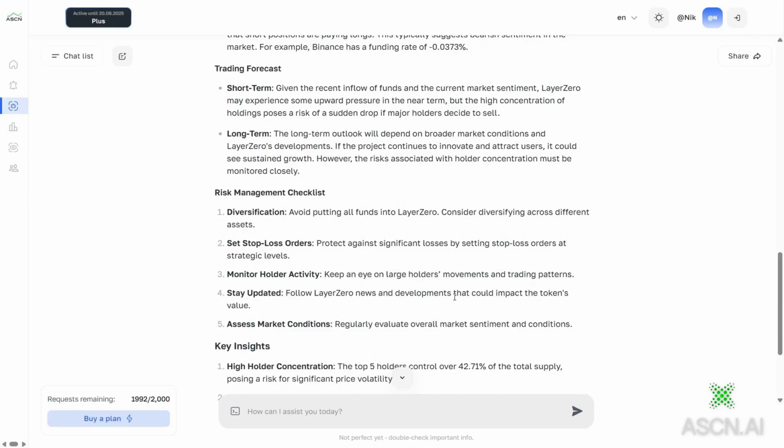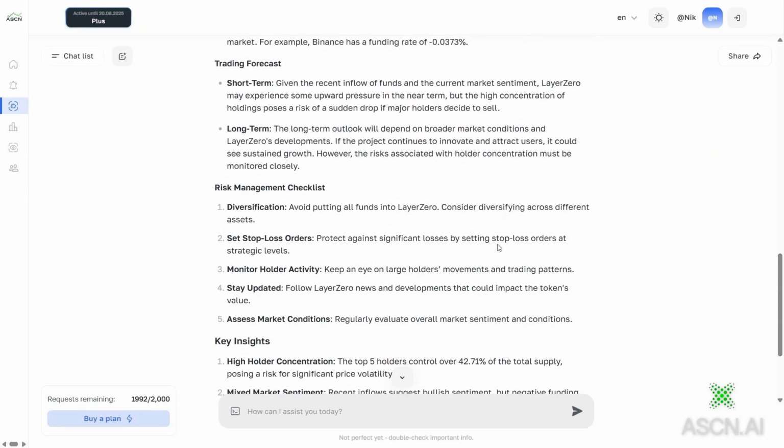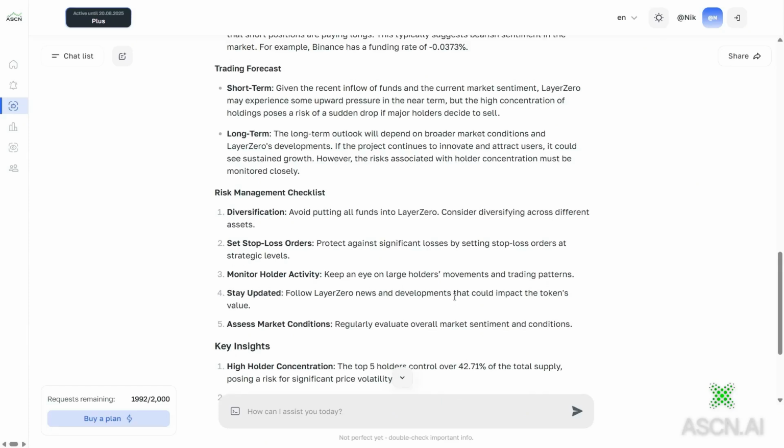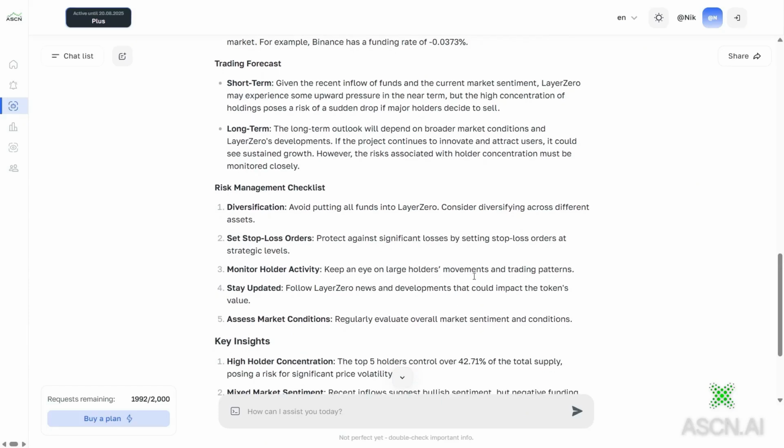Key takeaways. High concentration of holders creates risks for the price stability of Layer 0, which can lead to sharp fluctuations. Short-term trades require careful monitoring of the behavior of major players and news, while long-term prospects depend on the development of the project. Effective risk management and portfolio diversification will help minimize losses and take advantage of potential market opportunities.